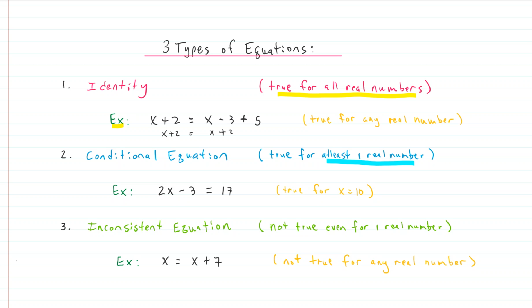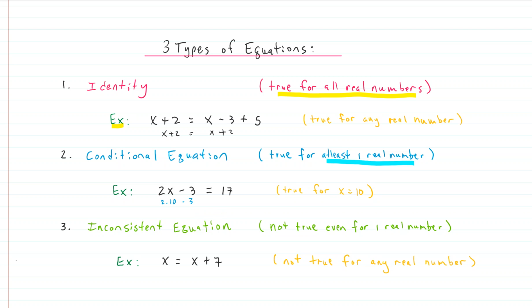If we plugged in, for example, x equals 10, that gives us 2 times 10 minus 3, which is 2 times 10 is 20, minus 3 is 17. So we get 17 equals 17. So it's true. It's a valid statement for x equals 10.